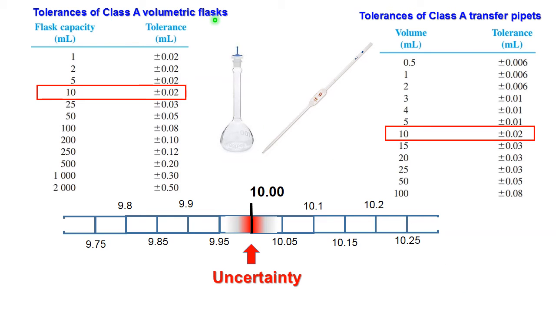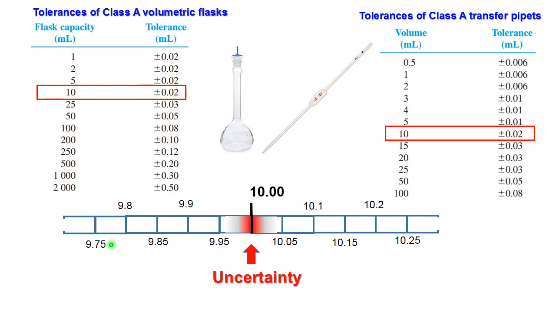Volumetric flasks have their own tolerances. So, for example, a 10 milliliter volumetric flask has a tolerance of plus minus 0.02 ml. The same tolerance applies to Class A transfer pipettes. Class A, by the way, means high quality flasks and pipettes. Class B devices will be cheaper and will have twice larger uncertainties.